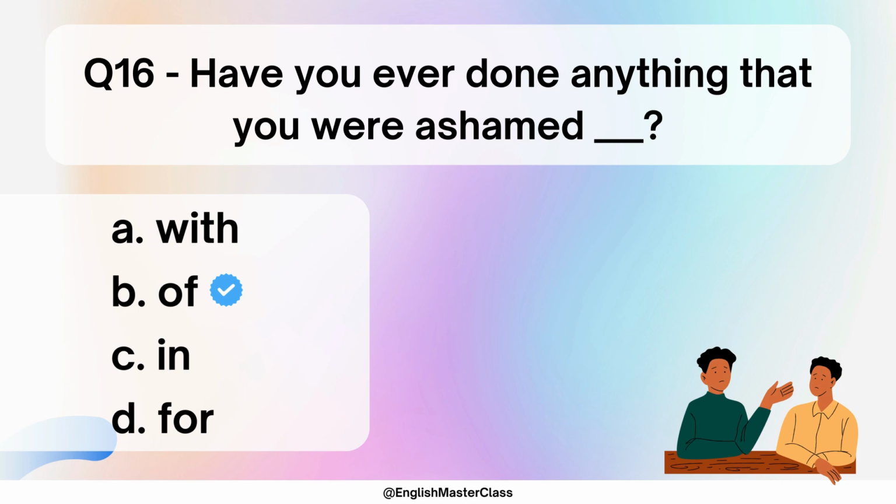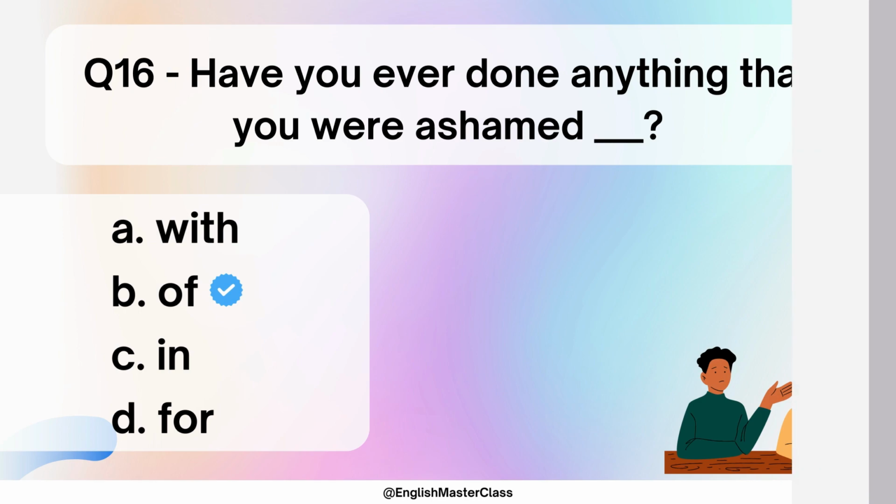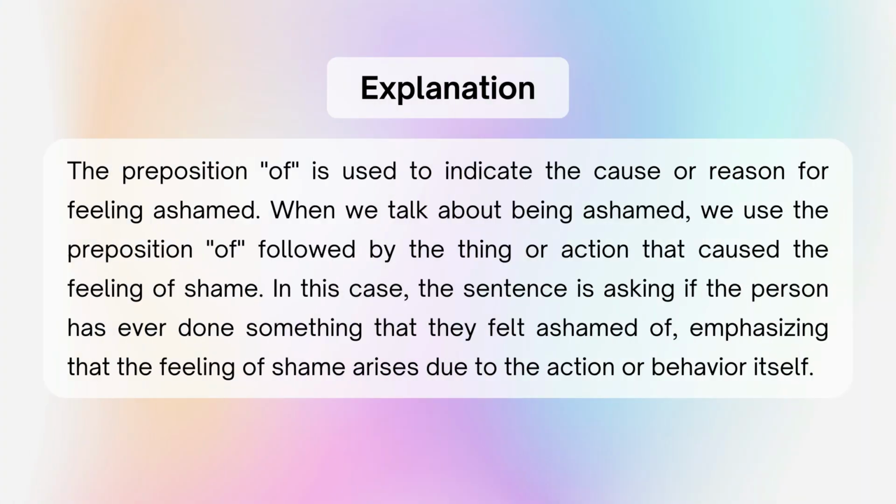Have you ever done anything that you were ashamed of? The preposition of is used to indicate the cause or reason for feeling ashamed. When we talk about being ashamed, we use the preposition of, followed by the thing or action that caused the feeling of shame. In this case, the sentence is asking if the person has ever done something that they felt ashamed of, emphasizing that the feeling of shame arises due to the action or behavior itself.